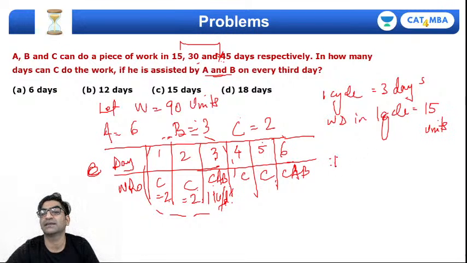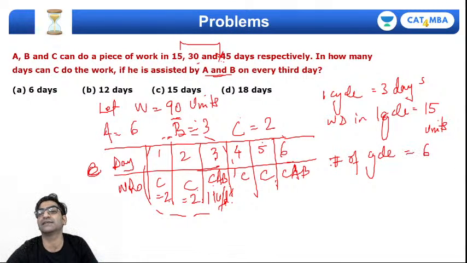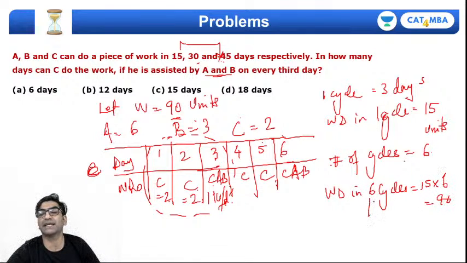Next step is number of cycles. कितने cycles होंगे? सोचो 90 units तक जाना है. 15 का कौन सा multiple है जो 90 तक जाता है? 6. Right? So I know that 6 cycles will get done. If it's 6 cycles that gets done, then work done in 6 cycles would be 15 times 6, that's 90. है ना? काम खत्म. But 6 cycles means how many days?